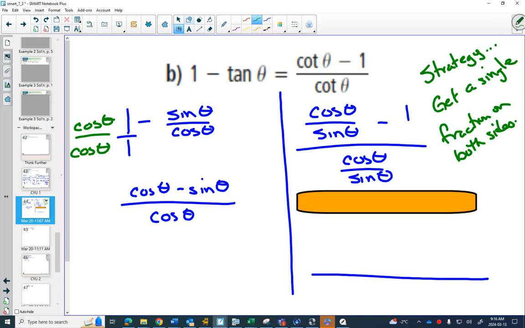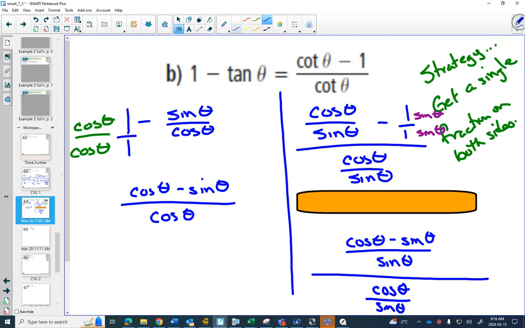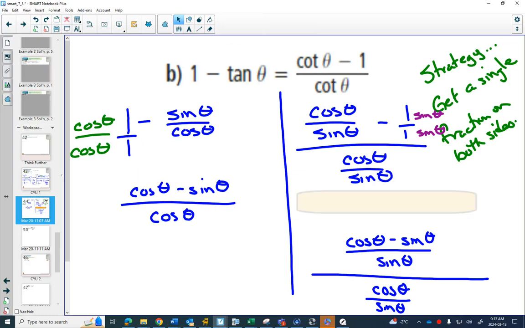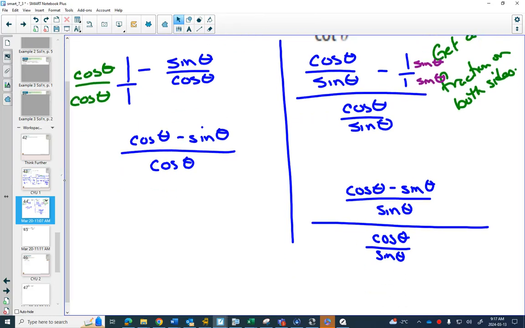I'm going to show up here that this 1, which is technically 1 over 1, I am going to multiply the top by sine theta and the bottom by sine theta, so that I get a common denominator there, and my top will become cos theta minus sine theta over sine theta. And my bottom is still cos theta over sine theta. So I left some space in between them. I have a single fraction on the top, a single fraction on the bottom.